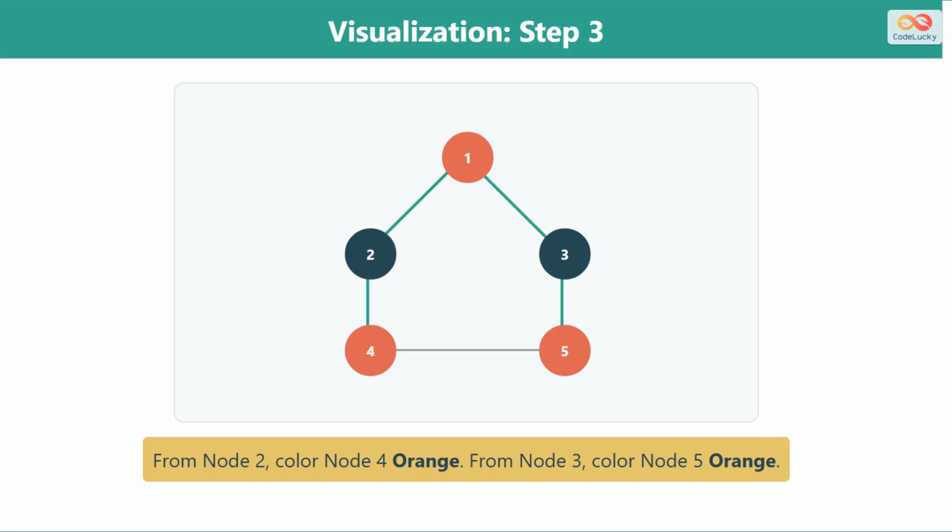Moving on, we process node 2 and node 3. Their neighbors, node 4 and node 5, are currently uncolored. We assign them the opposite of dark blue, which takes us back to orange. If at any point we tried to color a node that was already colored incorrectly, we would stop immediately.